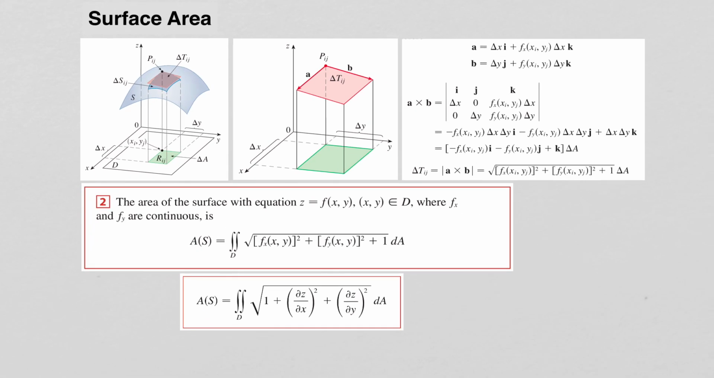So the only question is, how do we find the area of a parallelogram? Well, you might remember the area of a parallelogram formed by two vectors A and B is the magnitude of the cross product of those vectors A and B. So the only question is, how do we find the vectors A and B? Now you'll notice that A is parallel to the x-axis and B is parallel to the y-axis.